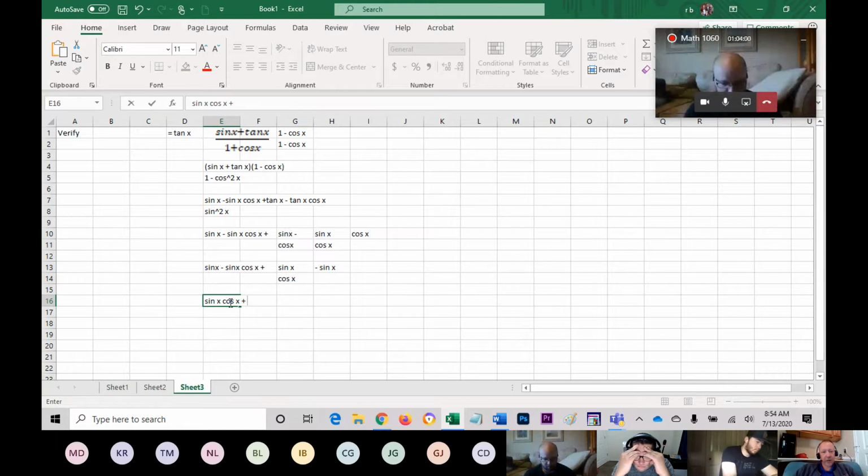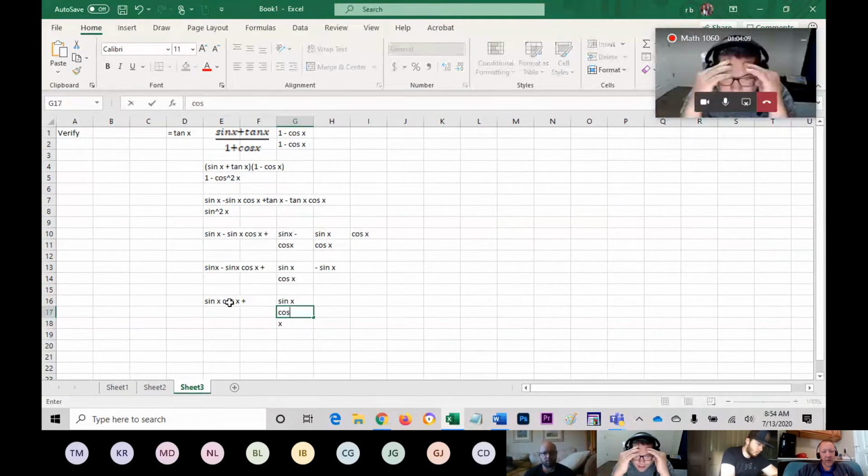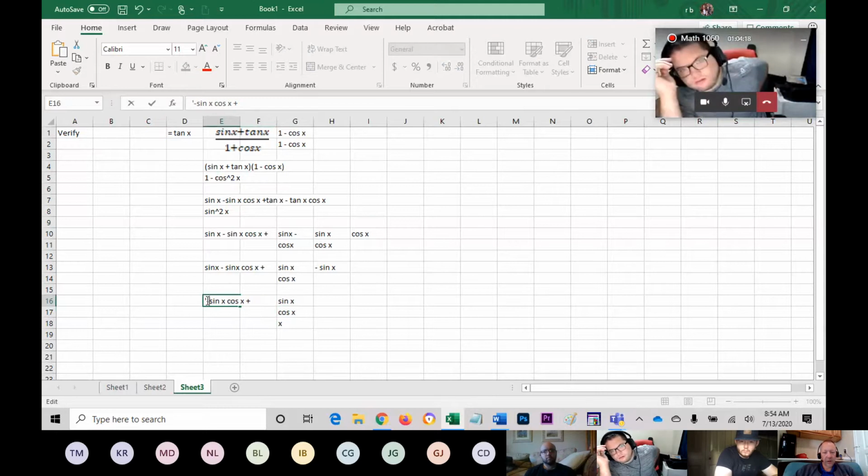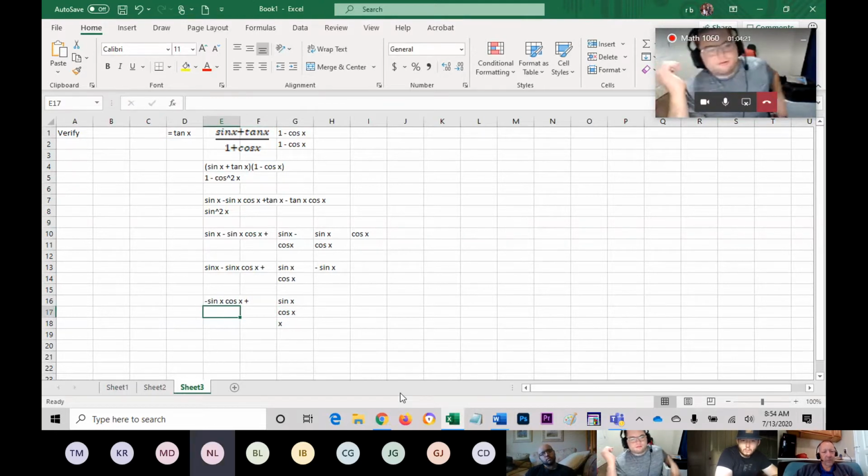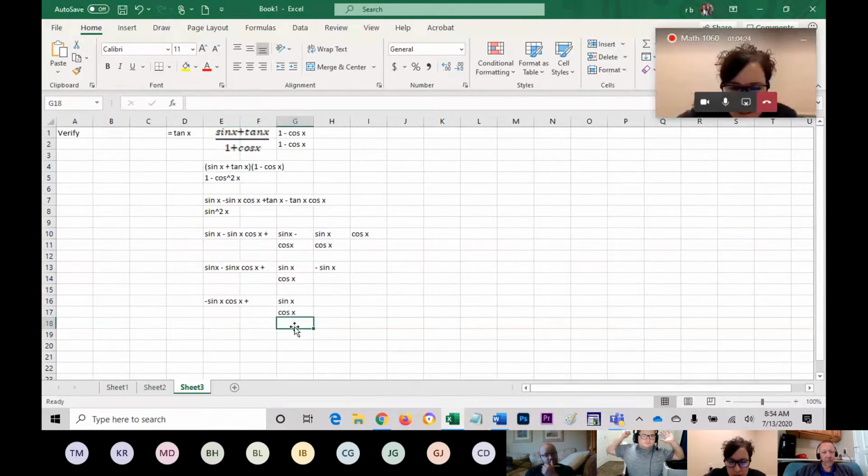So now I've got sine of x cosine of x plus sine of x over cosine of x. Isn't the sine of x cosine of x supposed to be negative at the beginning? It is. Thank you. Wait, I have a question. Why do the two sine of x cancel each other out? So this sine of x, this first one, minus that sine of x, that's going to be 0. Okay, thanks. So now we just have this middle thing here.